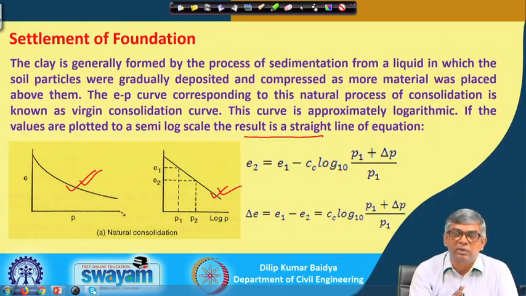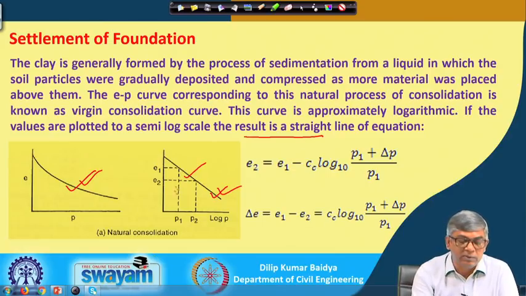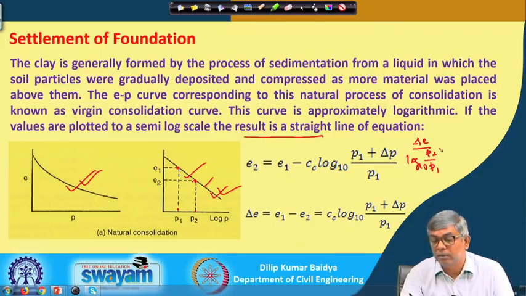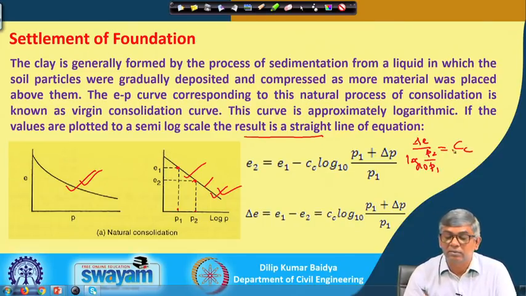And if you plot the same thing in a semi-log, that means e versus log p, you will get a straight line. From that we can see pressure p1 at e1 and pressure p2 at e2. The slope of this line will be delta e by log base 10 of p2 by p1, and that slope we call the compression index, Cc.